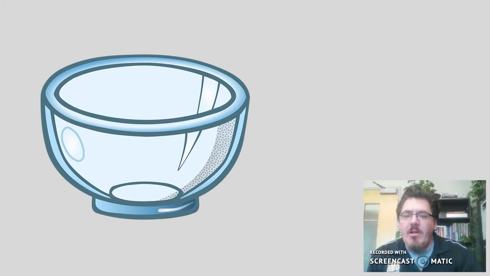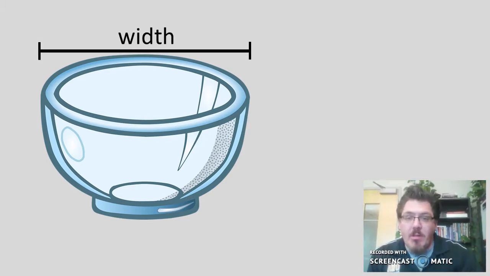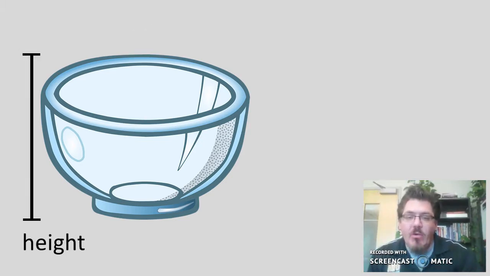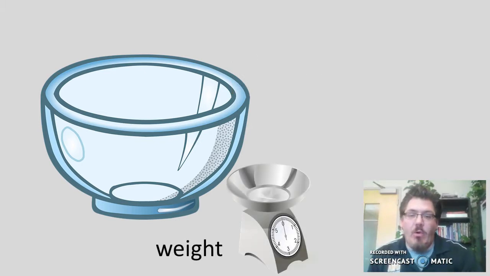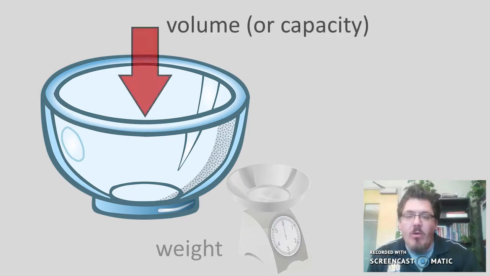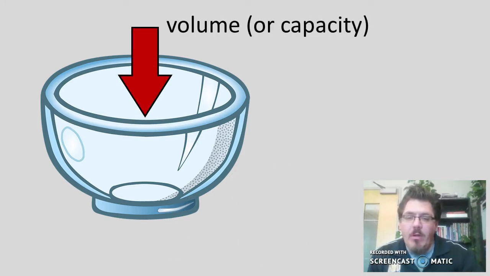Suppose that you hand your kindergarten student a bowl. What are some measurable characteristics of that bowl? Well, you could measure the width across the bowl. You could measure the height or depth of the bowl. You could measure the thickness of the wall of the bowl. You could also measure how heavy the bowl is. Another measurable attribute of the bowl is how much it can hold, or the capacity or volume. You could measure this by figuring out how much water can fit inside. These are several examples of ideas that we would want your child to brainstorm and think about.